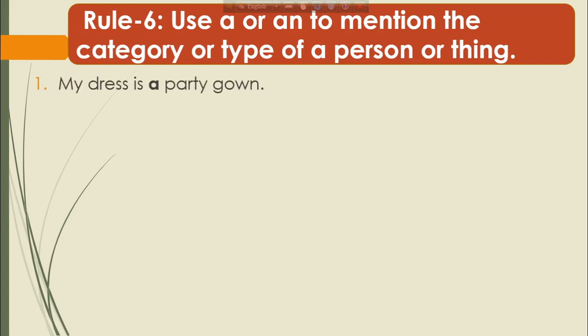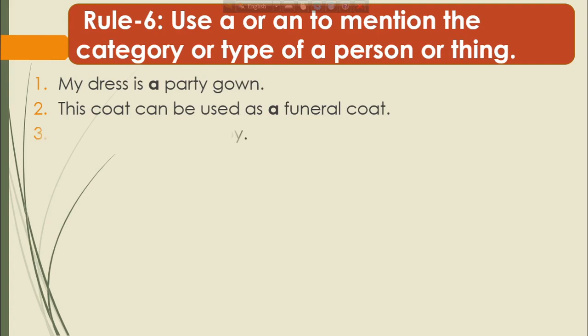We say, my dress is a party gown. Here we are mentioning the type of the dress. What type of dress? My dress is a party gown. When we say this coat can be used as a funeral coat, what type of coat is this? This is a funeral coat. So this is referring to some specific type of coat.